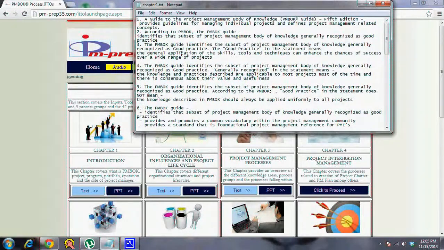So in other words, if your project doesn't have procurement and you just want to use procurement somehow or somewhere, then that's not a good management technique. So here the good practice means that when I have a procurement need in my project, I would use it.